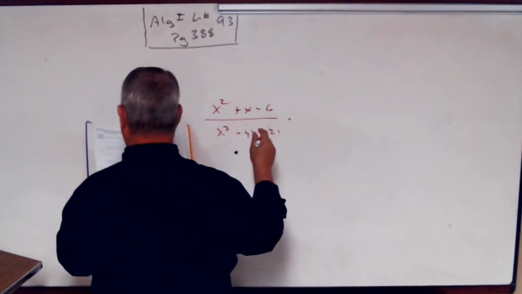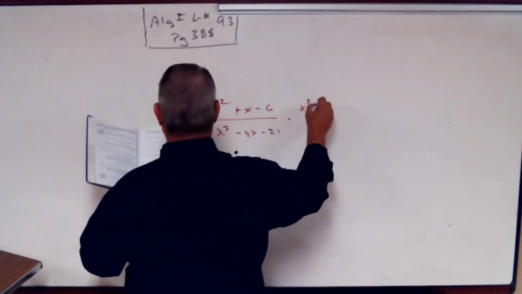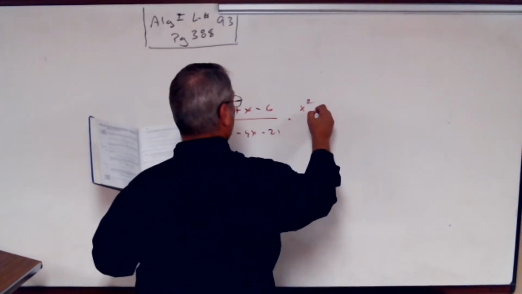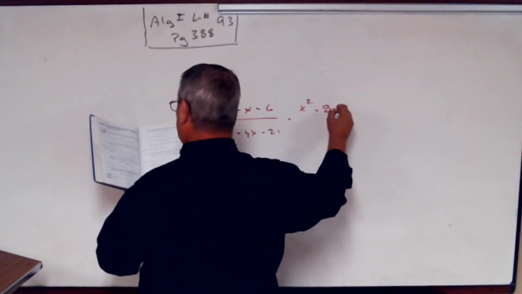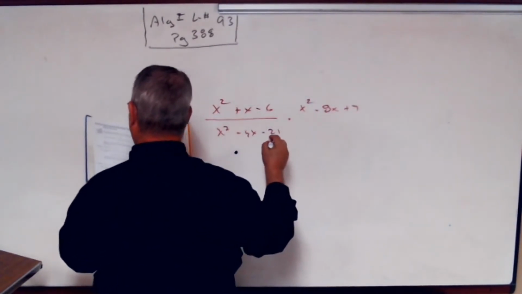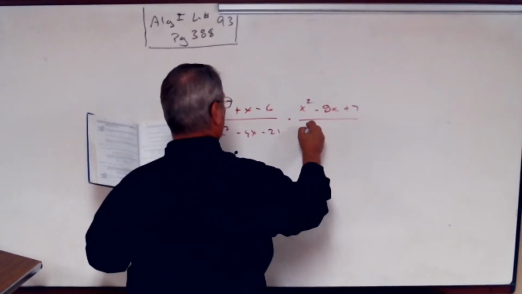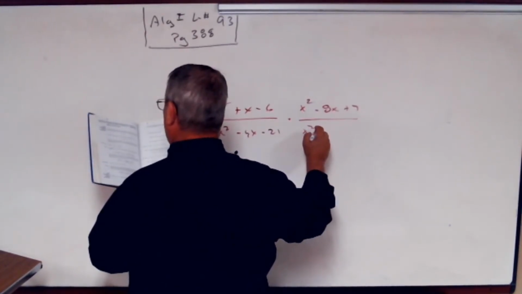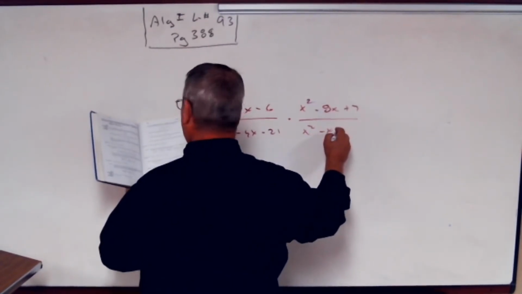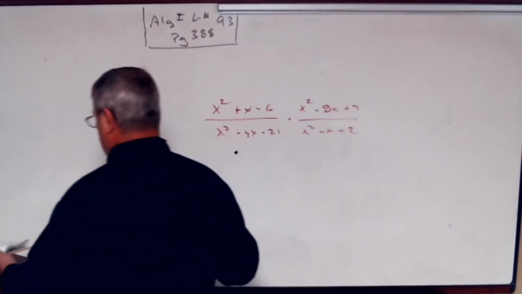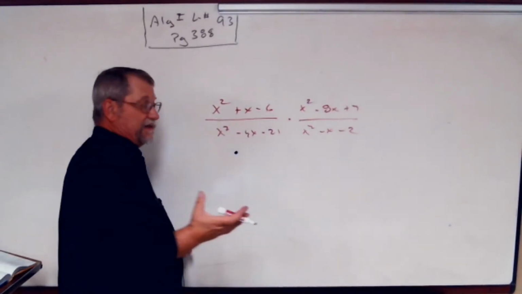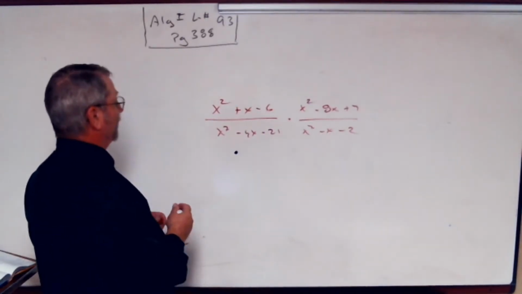I'm going to have to do another one over here in just a minute. x squared minus 8x plus 7 and x squared minus x minus 2. The hard part for me is writing it down, so I don't have you guys to read it to me. I really miss that. Okay, so I'm missing you, Lydia.